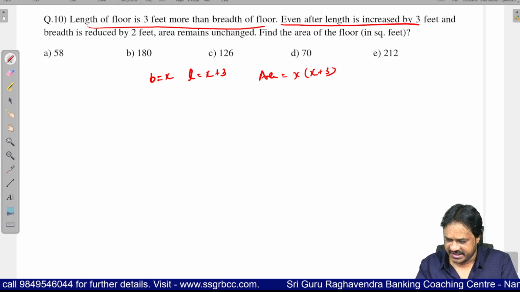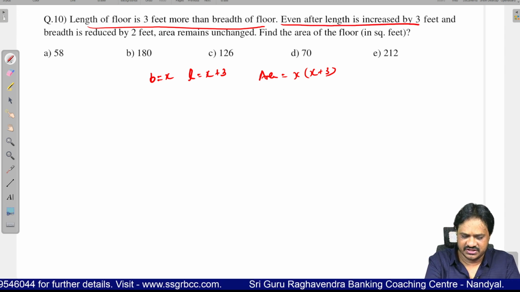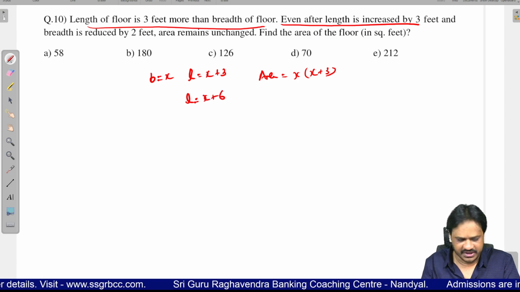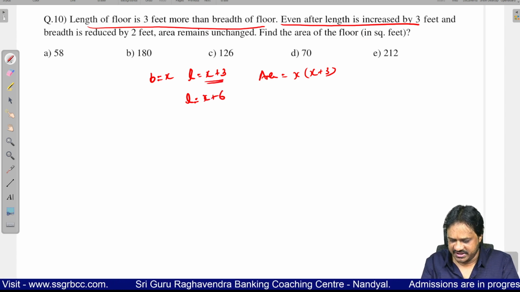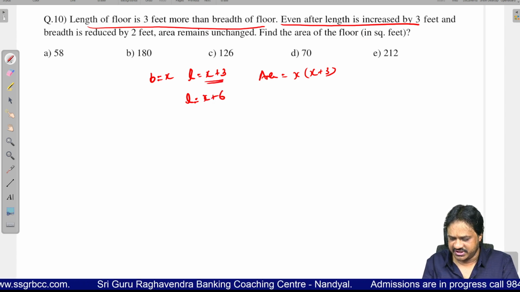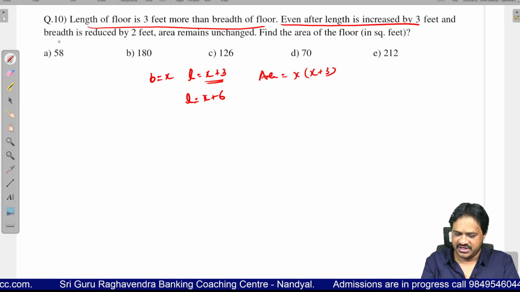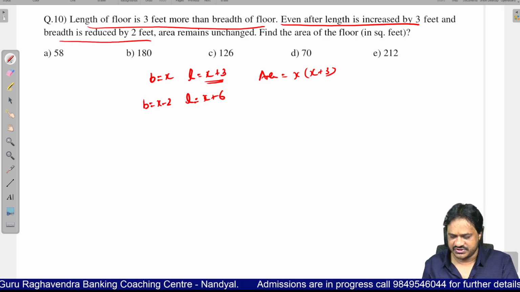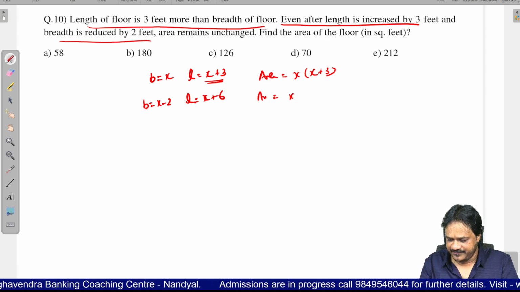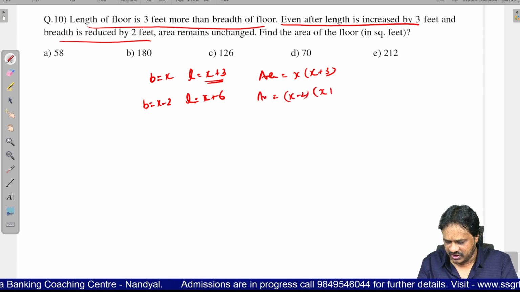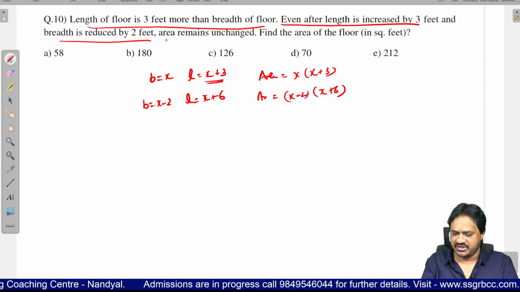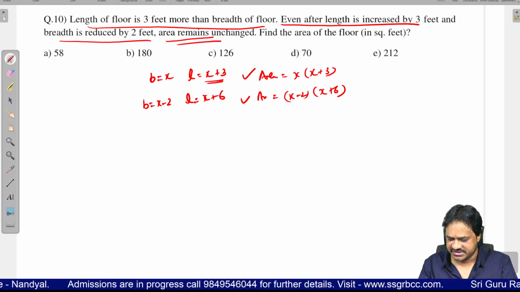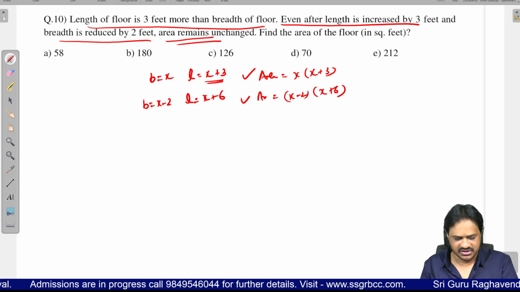Now second case, we are increasing the length by 3 feet. If you are increasing the length by 3 feet, it will be x plus 6 because already it is x plus 3. Now after increasing by 3 feet, it is x plus 6. Then breadth is reduced by 2 feet. So breadth will be x minus 2. Now area is x minus 2 of x plus 6. But in both cases the area remains the same. That means this is the first case, this is the second case. These two areas are equal.